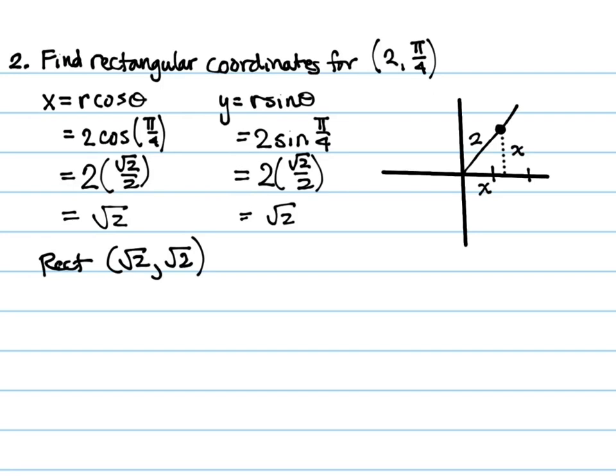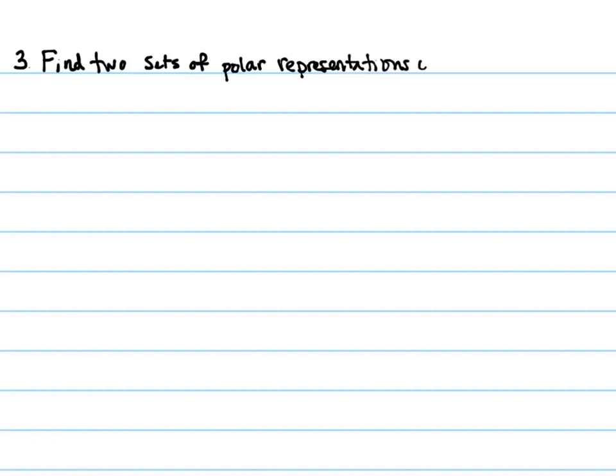We're going to start with rectangular coordinates and find the polar coordinates to match. So we're going to find 2 sets of polar representations of the given rectangular point, and our point is 3, 4.